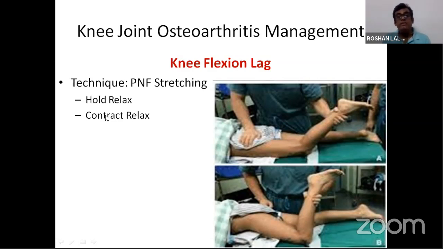This is a very effective contract relax exercise, PNF, which was given by Dr. Kabat in 1956.